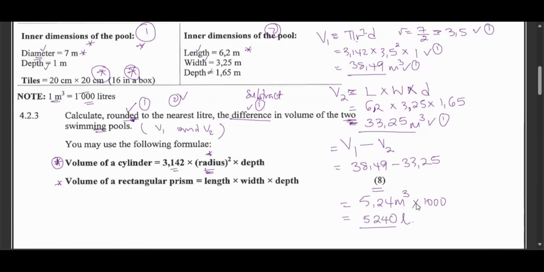How do you get the 8 marks? You've got, these are already 3. Another one is here. Did you subtract? Yes. Did you round off?